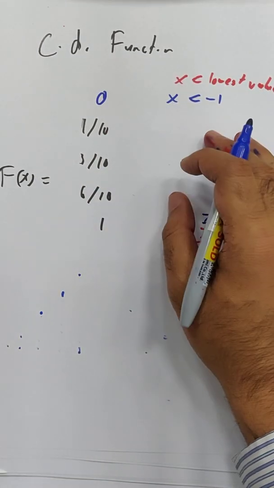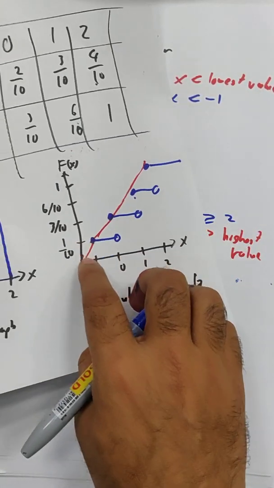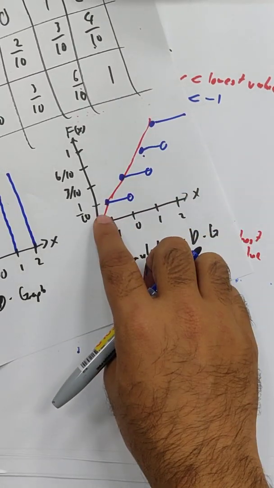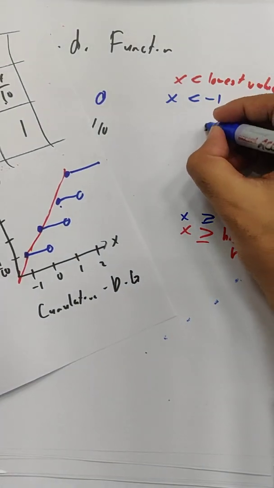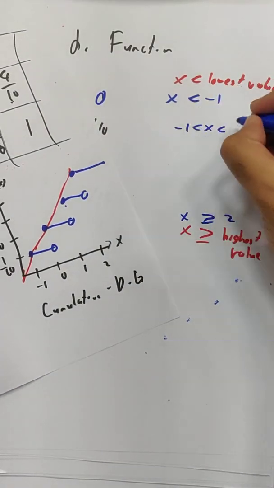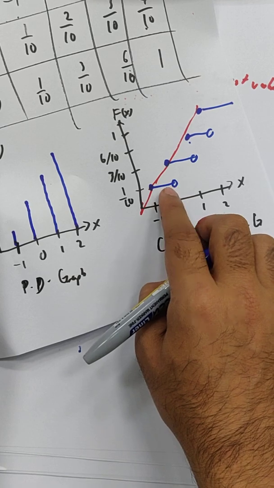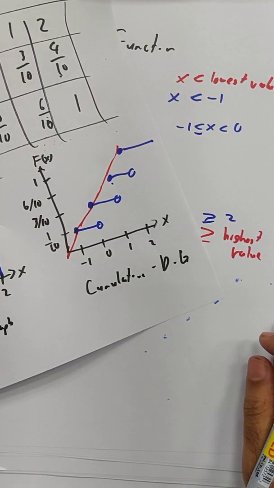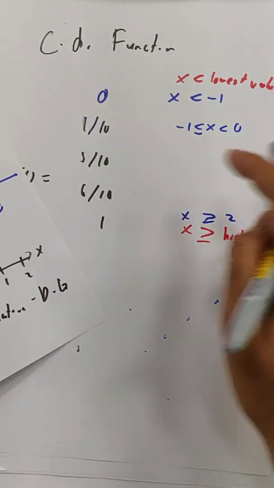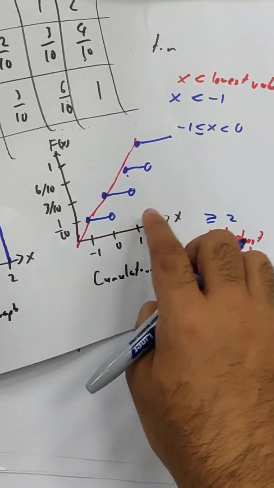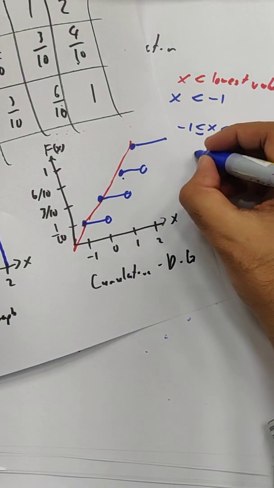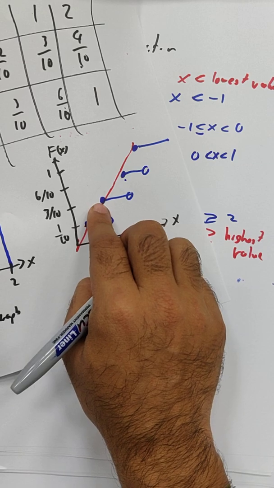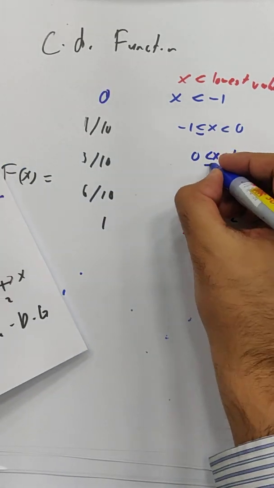And then from here, it's just in the middle then. When do you get 1 over 10? From -1 until 0. Which one has a full dot? -1. So equal over here. It's just a matter of translating back. When do you get 3 over 10? Between 0 until 1. Why is this 1? If this one is a full dot, that means equal over here.